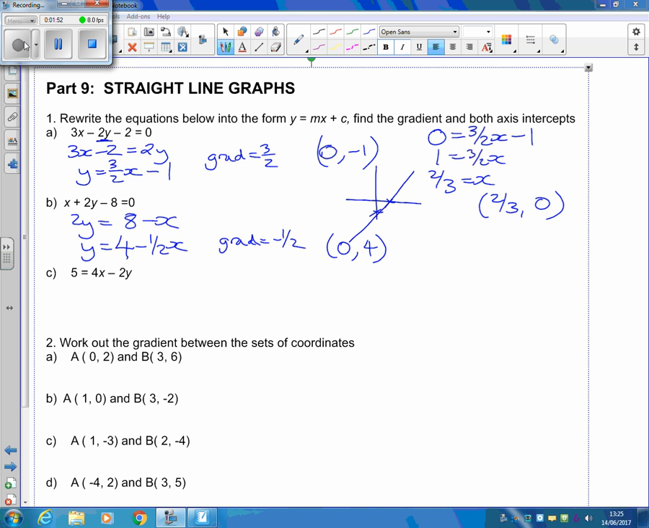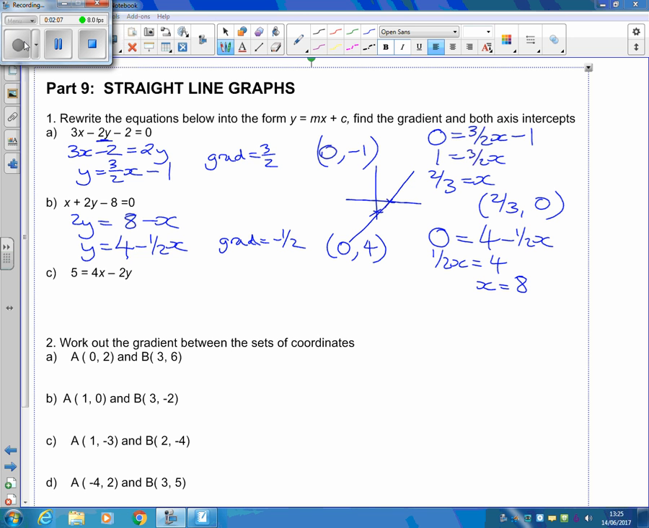And where does it cross the x-axis? Well, that's when y is equal to 0. So I put 0 equals 4 minus a half x. So minus a half x equals 4. That means x is equal to 8.